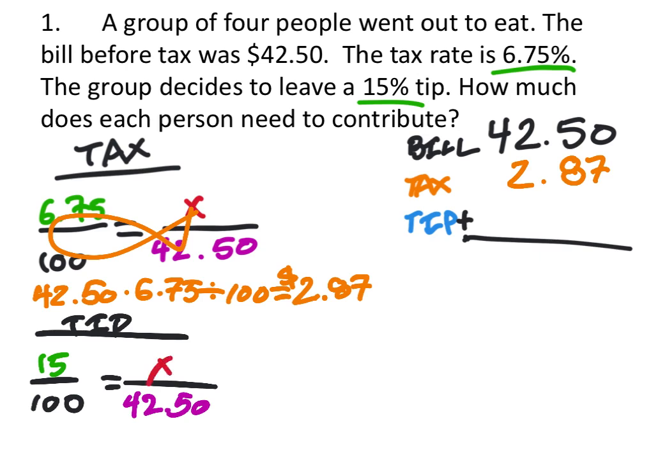So I would use, again, it doesn't matter if you use cross multiplication or fish method. It's going to give you the same answer either way. So I would say you got $42.50 times 15 divided by 100. And whatever that is, that's the tip amount. So let's go ahead and put that in.